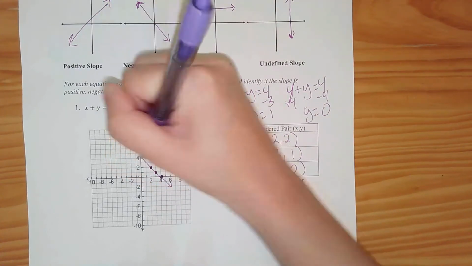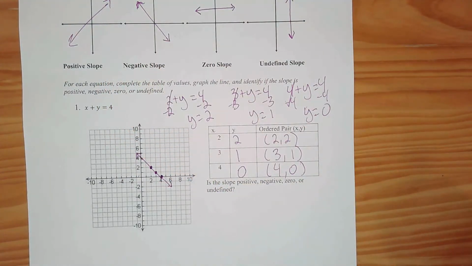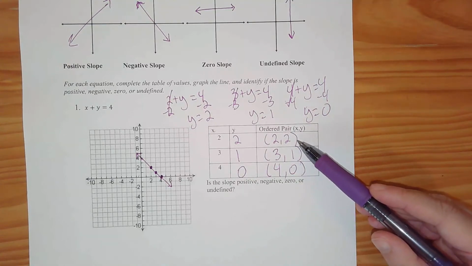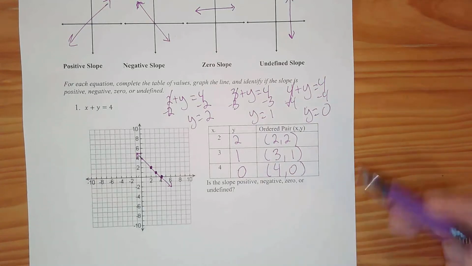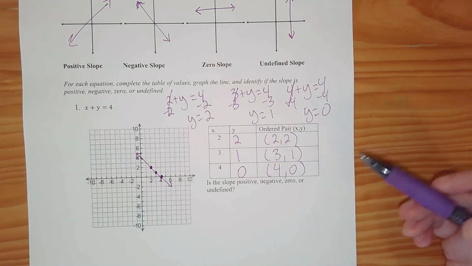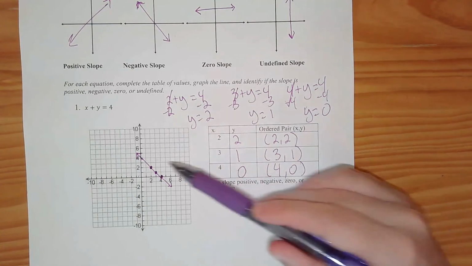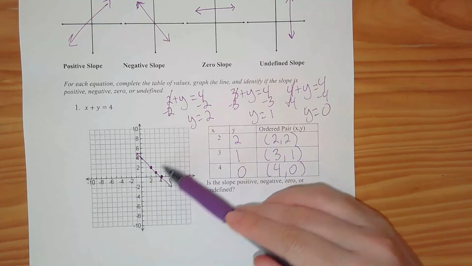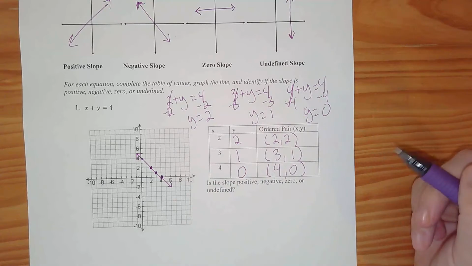On MyMathLab, what you're going to do is use a line tool. And then all you have to do is click where the 2, 2 is, click where the 3, 1 is, and then it'll automatically make a line for you, because you only need 2 points to make a line. This table of values has 3, which makes sure that I didn't mess up, because they should all be in a line. If I notice one of them is way off the line, then I know I did something wrong for that point.